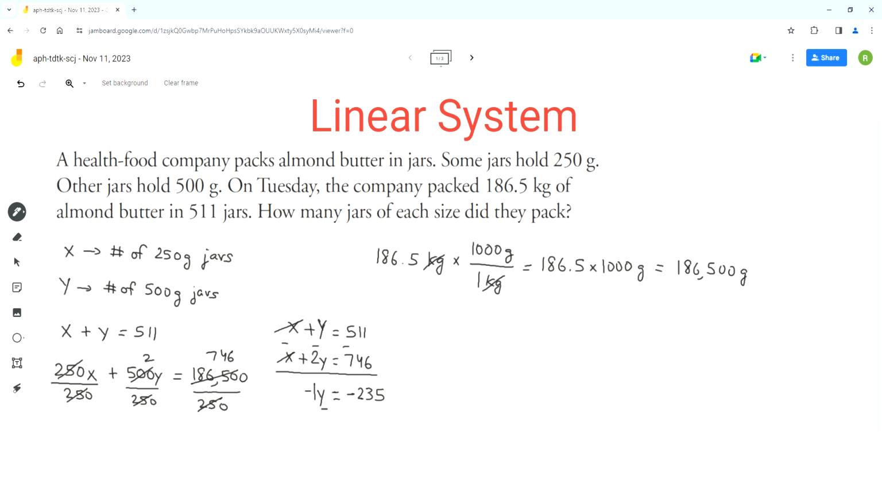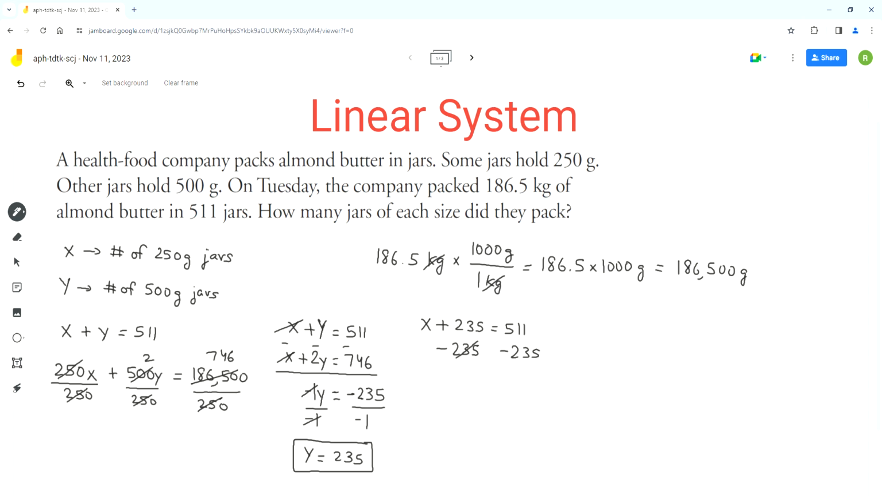And now we can isolate y by dividing both sides by negative 1. So the negative ones will cancel each other out on the left side, and we get y equals 235. So that's the number of 500-gram jars. Now we have to find the value of x. For that, we'll substitute y as 235 in our first equation. So x plus 235 equals 511. Now in order to isolate x, we should subtract 235 from both sides.